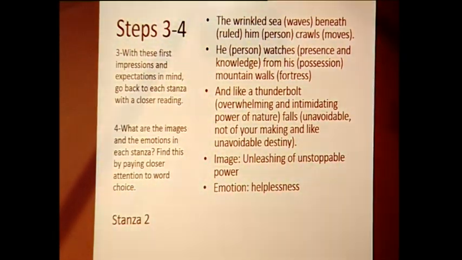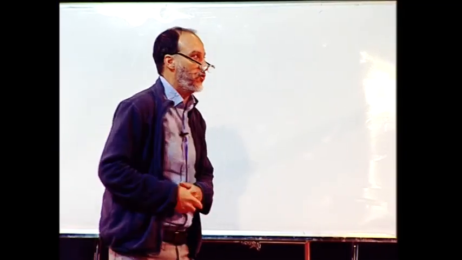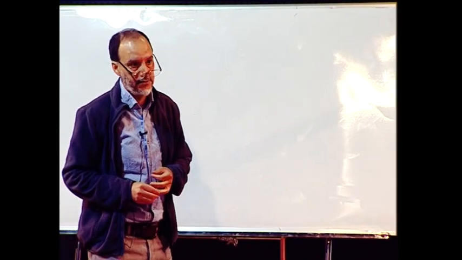Again, him, a personification of the eagle, and crawls, moves, okay? Crawls, moves. Now the other line, he again watches. Watches means there is presence and there is also knowledge. If you are being watched, that means there is someone looking at you, and they know what you're doing. So presence and knowledge. From his mountain walls. Again, personification, his, the bird, not its. His means possession. It's a possessive pronoun.